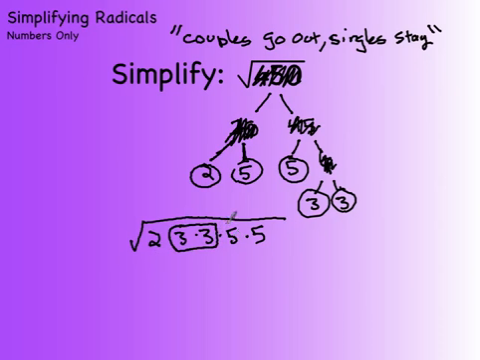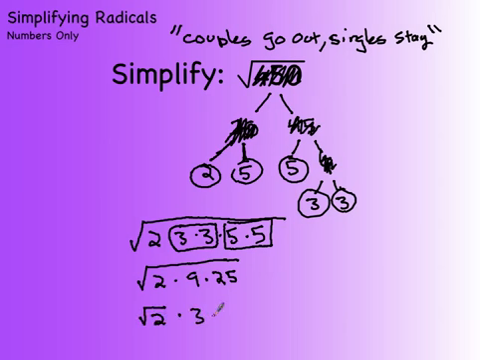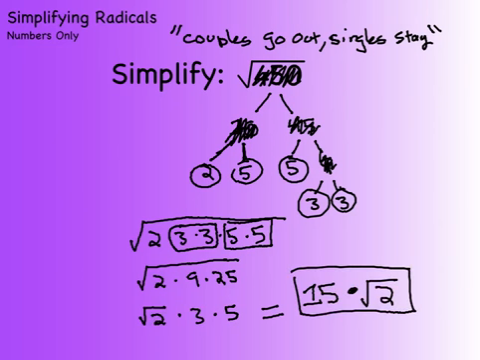And then also we have 5 times 5, which is 25, another perfect square. So we can rewrite this problem really as 2 times 9 times 25. And since we know the square root of 9, this really becomes 2 times 3 times 5, which when we clean it up, 3 times 5 is 15 times, and the only thing left behind is the square root of 2. So that's how we do it.